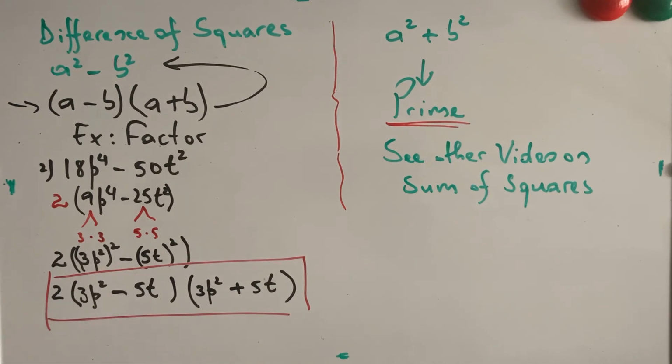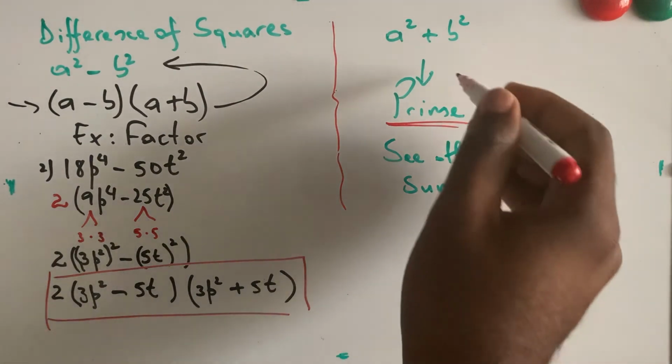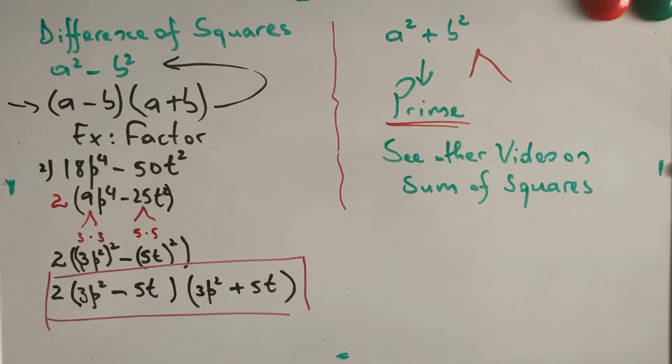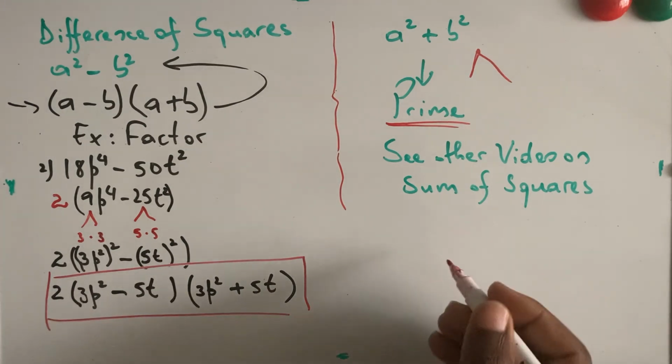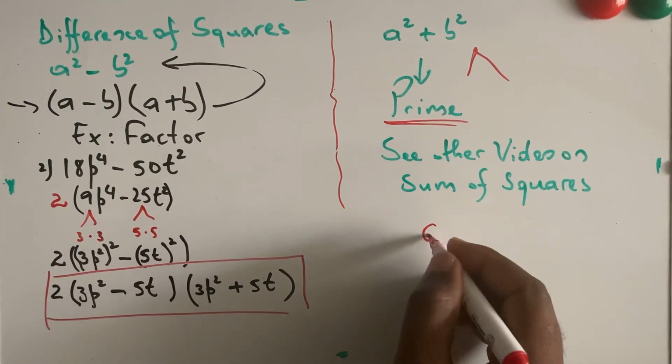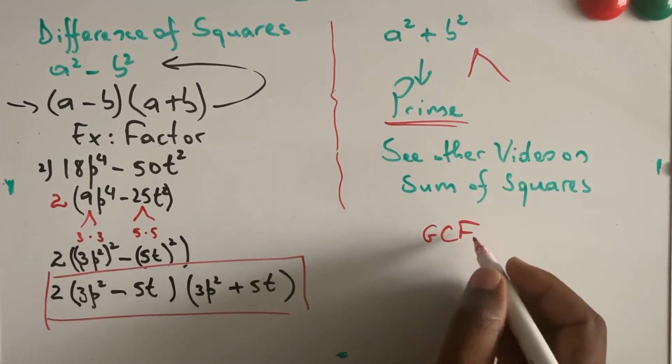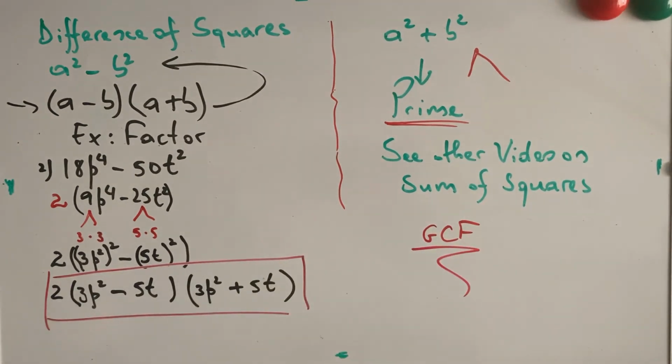Okay, again, as I always say, try a couple, make sure you practice, and this should be pretty easy to you. Again, make sure you go ahead and now watch my video about sum of squares, okay? Keeping in mind that you need to make sure you always look for a GCF, okay? Always look for a GCF. That's it. That's all I had for you. Difference of squares. Thank you.